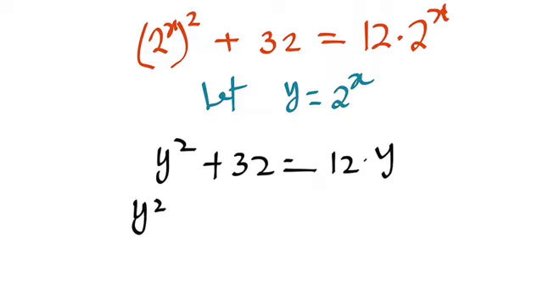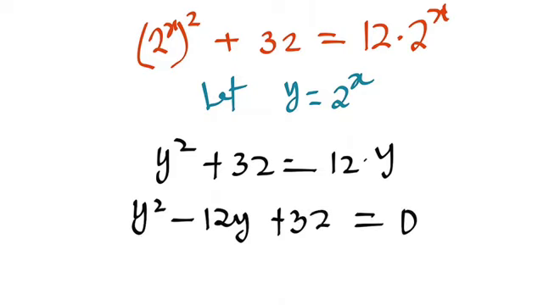We transpose this to the other side, we have minus 12y, then plus 32, then equals 0. So this leads us to a quadratic equation in terms of y. So now from there, we look for the two factors. When you multiply them together, you're going to have 32, but when you add them together, you're going to have 12. So we have something like this. This will be y here, and you're going to have y here.